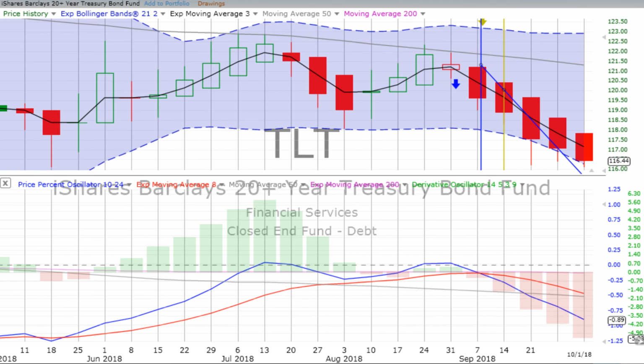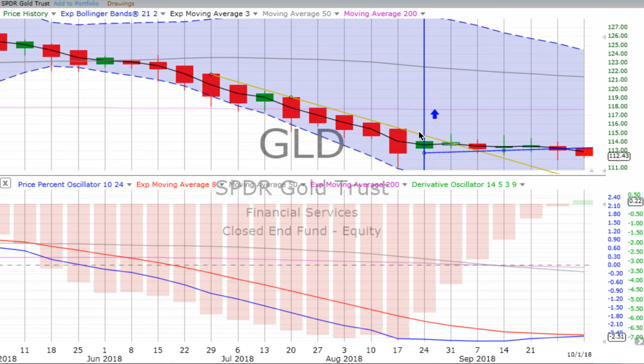Okay, we go from bonds lastly to gold. Oh, and by the way, bonds down 0.96% for the day. Gold down 0.18% starting the week off. Red down candle pushed through the 2-day trend line. However, gold just keeps trying to cross over going up. Derivative oscillator's gone positive. Price percent oscillator not quite crossing over.